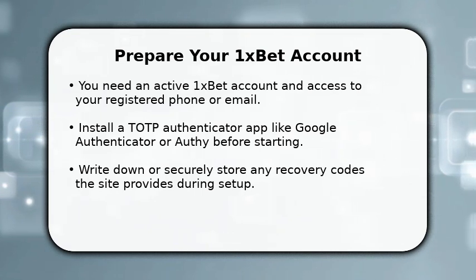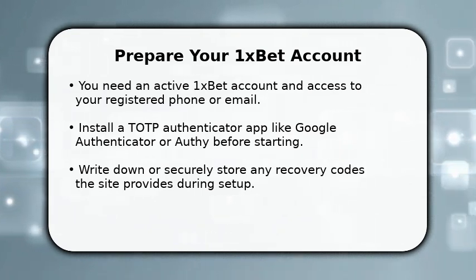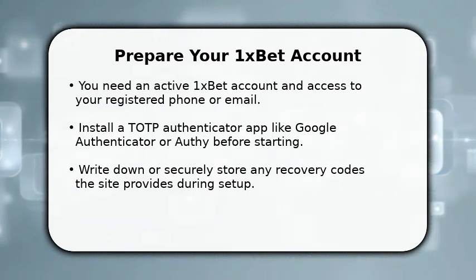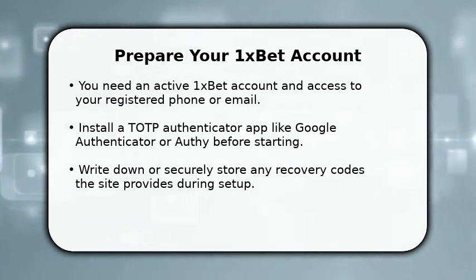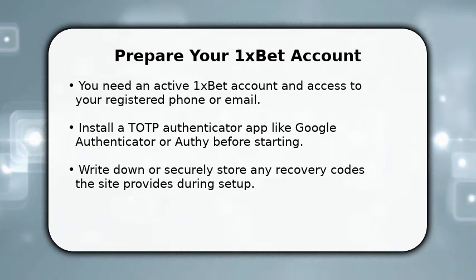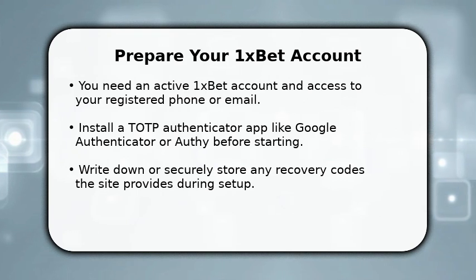Install a top authenticator app such as Google Authenticator or Authy on your phone now. Ensure you can receive SMS if you plan to use SMS 2FA instead of an authenticator. Prepare a secure place to store backup codes or a written copy for account recovery.